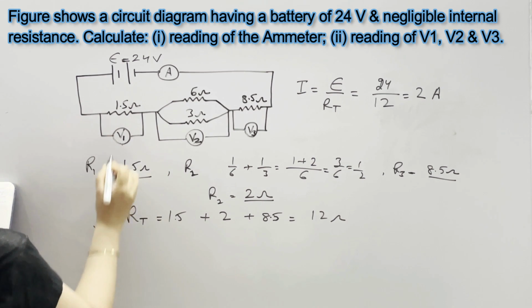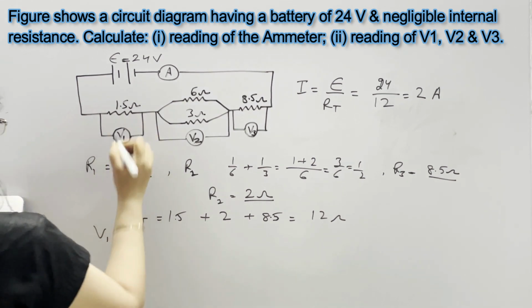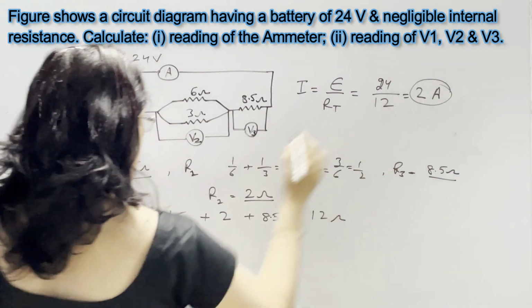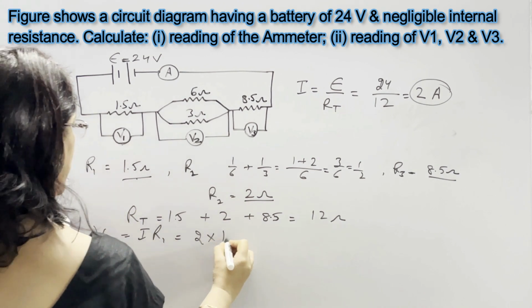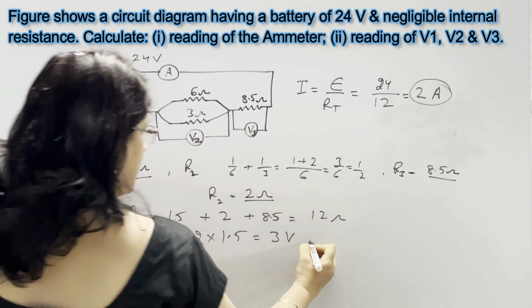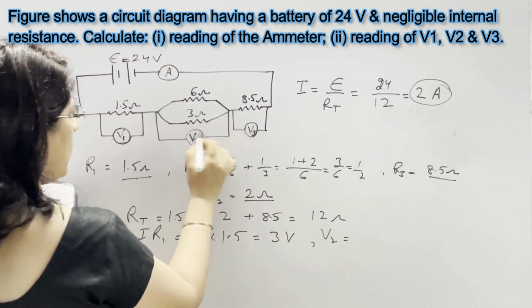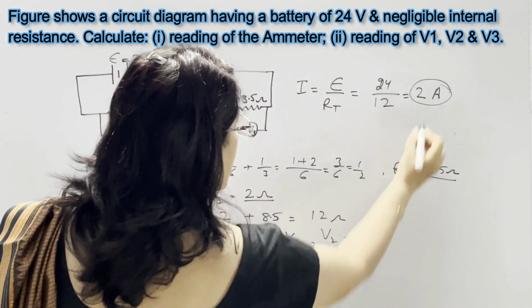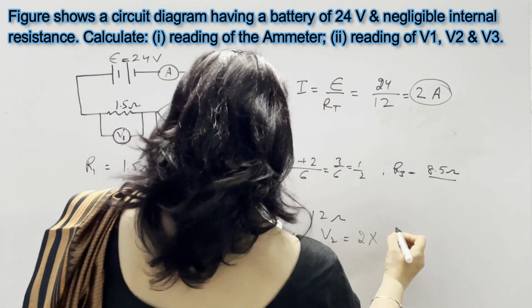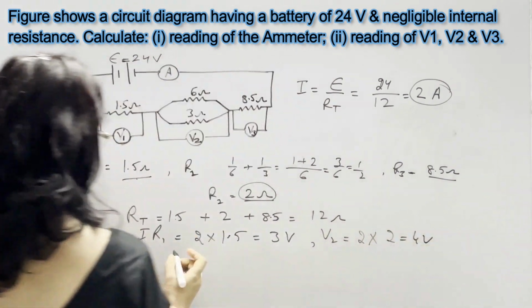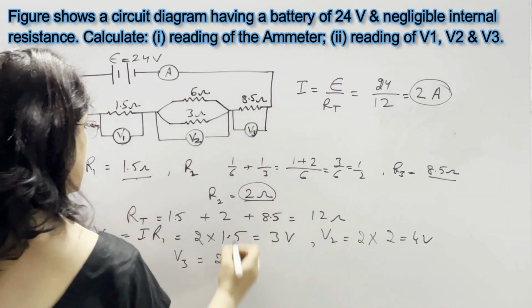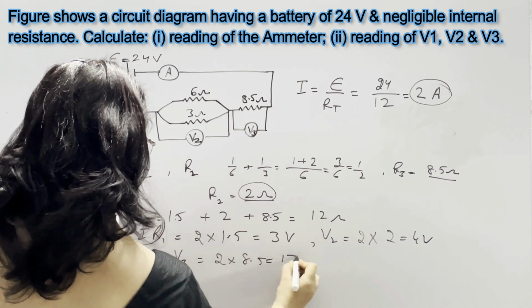Now for V1. The value of voltage in this voltmeter V1 is equal to I R1. It means the current we have just calculated as 2 ampere, so 2 into R1, which is 1.5 ohm, it means 3, because this is voltage, so 3 volt. Similarly in V2, the reading of voltage in this second voltmeter: current is the same 2 ampere and resistance we have just calculated 2 ohm. So 2 into 2 it means 4 volt. And for the third voltmeter V3, the current is 2 and resistance is 8.5, so the value is 17 volt.